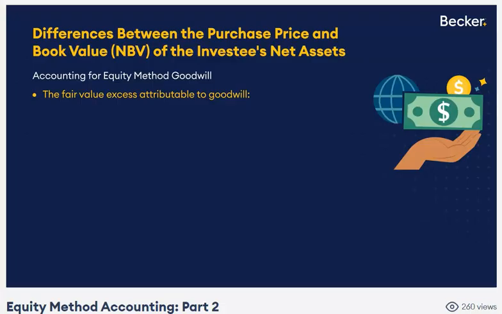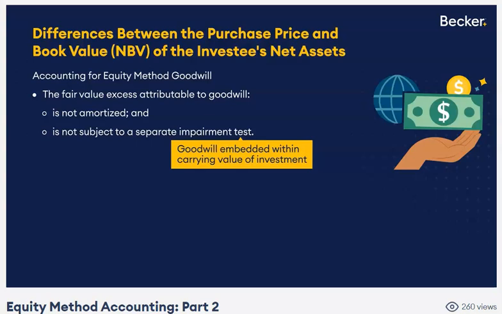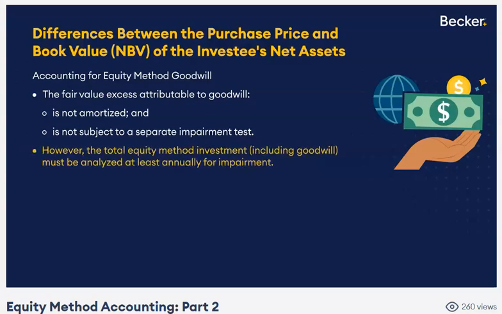That's it. So if there's any goodwill, folks, under the equity method, you do not amortize it, nor do you do a separate impairment test for that goodwill, because that goodwill is not a separate asset under the equity method. It's embedded within the carrying value of that investment. So when we do the impairment test under the equity method, we look at it holistically. Okay, we look at the total carrying value, including any goodwill, to analyze whether or not it's impaired. But we do not separately test that goodwill for impairment, nor do we amortize it.